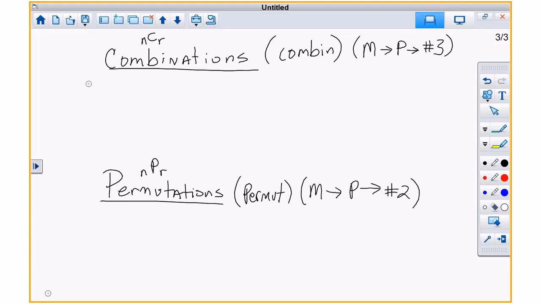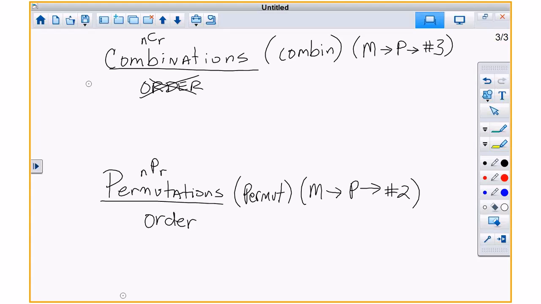Now, that's not all you need to know. Combinations is no order. Then that means permutations mean what? Order. So combinations, no order. Permutations, order. What will tell you this? The question. The question will give you some kind of reference to an order, or it won't say anything about an order. If it doesn't say anything about an order, then what is it? No order. It's assumed to be no order.